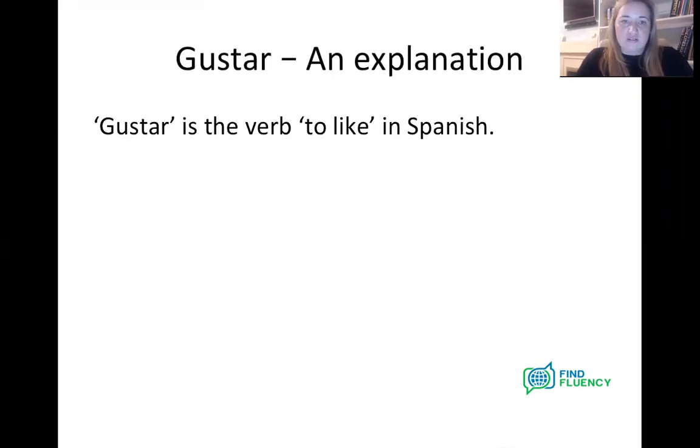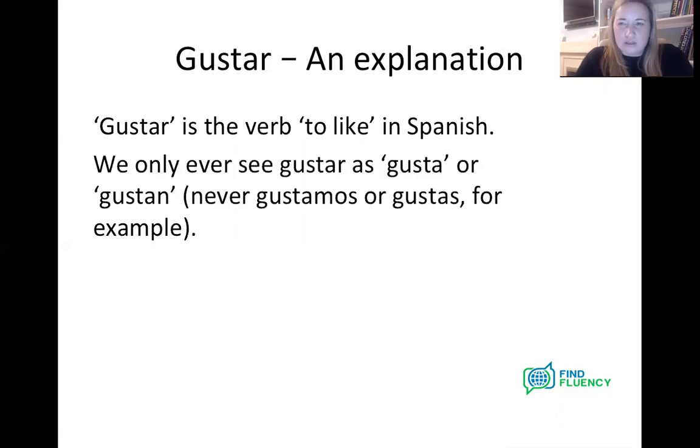So an explanation of the verb. Gustar is the verb to like in Spanish. And you probably know that already. We've seen it, we've used it. We only ever see gustar as gusta or gustan, never gustamos or gustas, for example. So we're always seeing gustar in the third person of the verb. So only gusta and gustan in the present tense, that is.